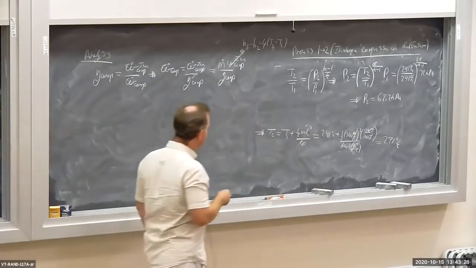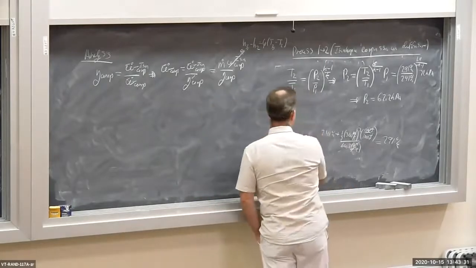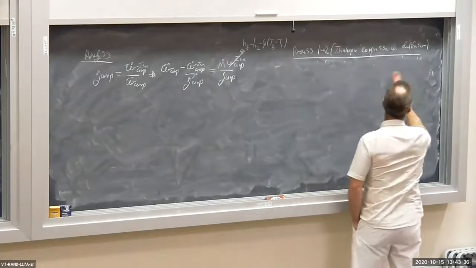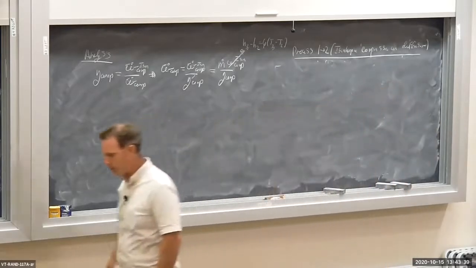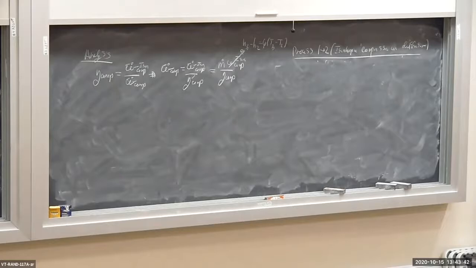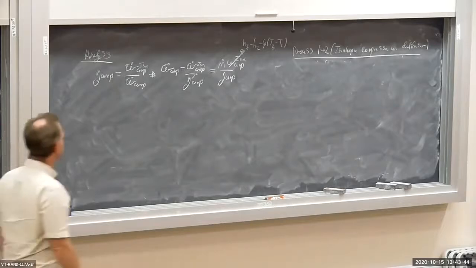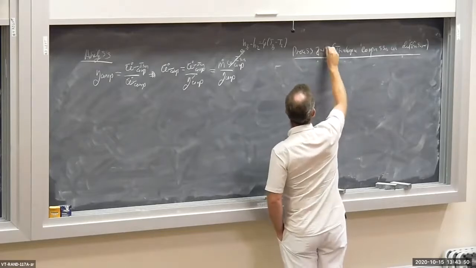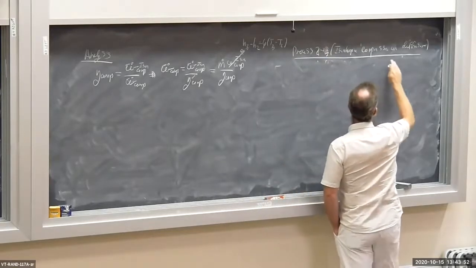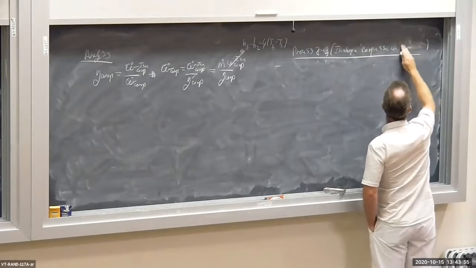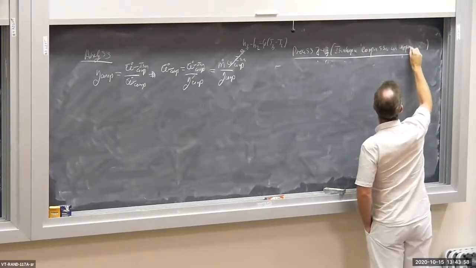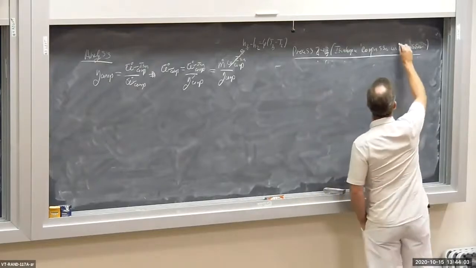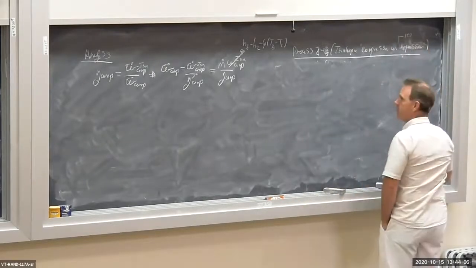Let's have a look at the process 2 to 3 sub S. Now I know something about state 2. Process 2 to 3 sub S is the isentropic compression in the compressor. Not the real compressor, the reversible compressor. Reversible, REV.